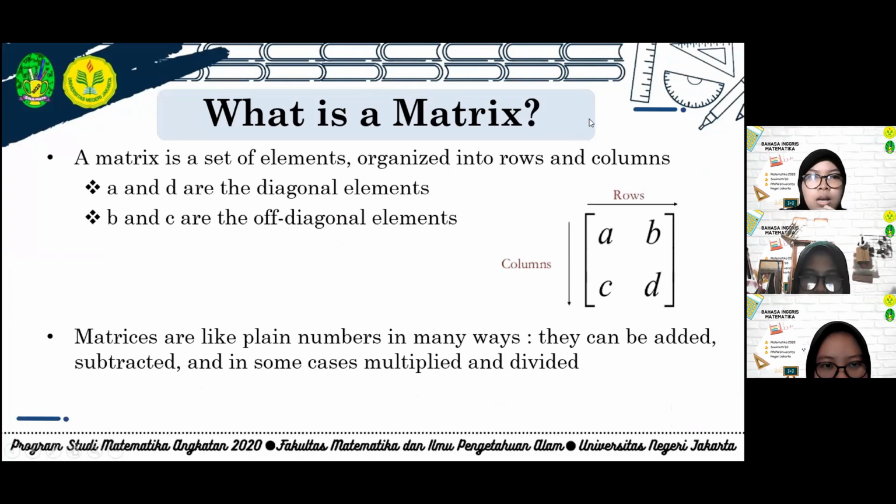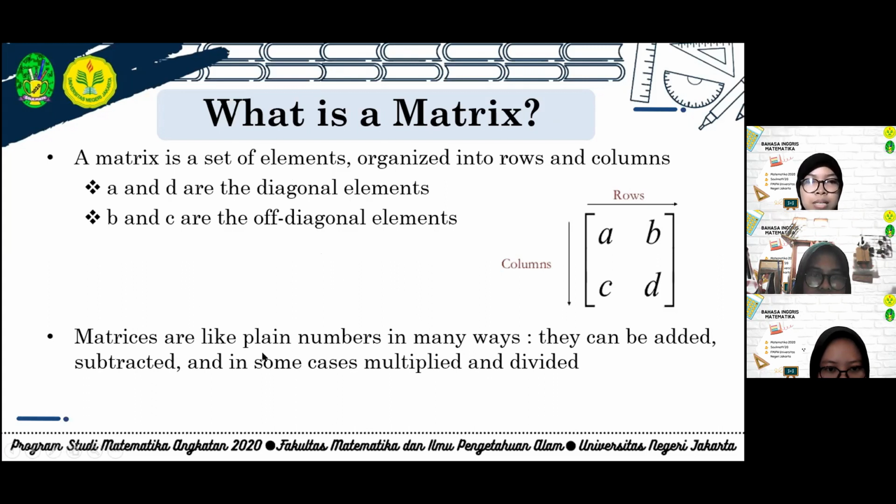Okay. What is a matrix? A matrix is a set of elements organized into rows and columns. And we can see it on the right side. It is column 1, column 2, and row 1 and row 2. A and D are the diagonal elements. B and C are the off-diagonal elements.